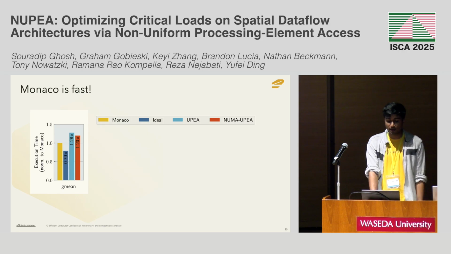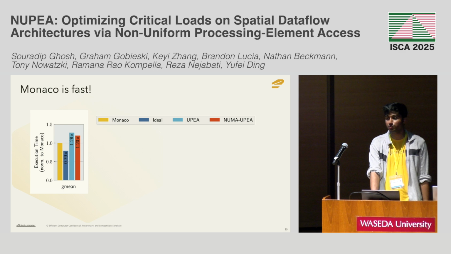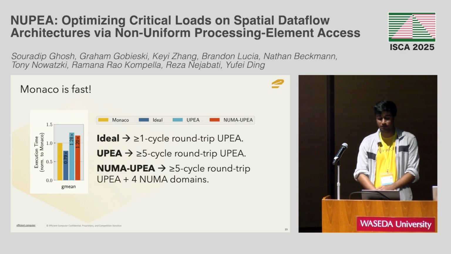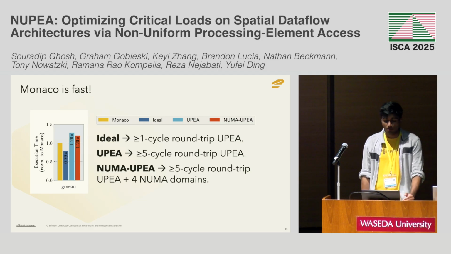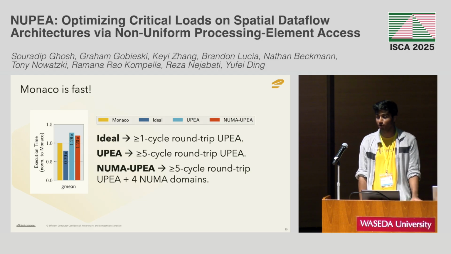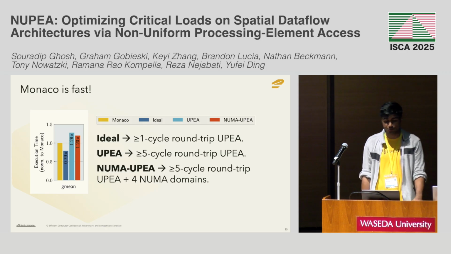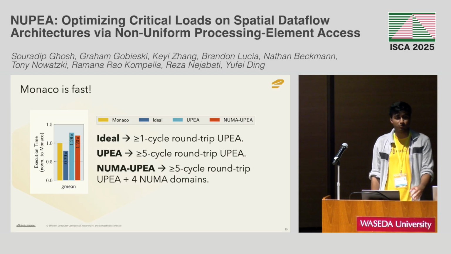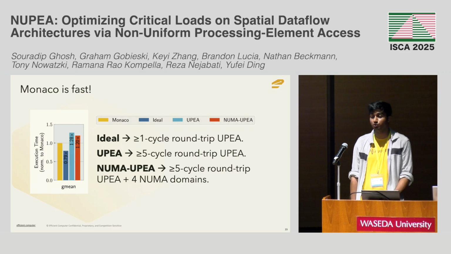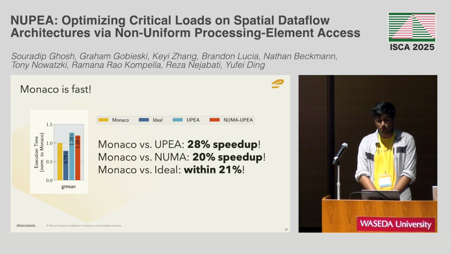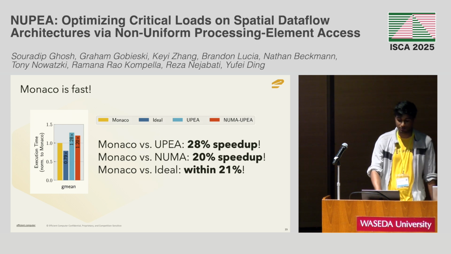And so our main takeaway is that Monaco is fast. And so on the left, we plot execution time normalized to Monaco. The bars here are geomeans of our workloads, and here a shorter bar is better. And the baselines here are all NUPEA SDAs. And so to give some more detail about these baselines, the first one is an idealized one, where we can achieve single-cycle loads no matter where you are on the fabric. The next baseline is a realistic NUPEA SDA, which needs at least 2 levels of arbitration on the request and the response side, which amounts to at least a 5-cycle round trip per load. And the final baseline is that realistic NUPEA SDA, but with 4 NUMA domains. And so on average, Monaco was 28% faster than NUPEA, 20% faster than NUMA, and within 21% of ideals.